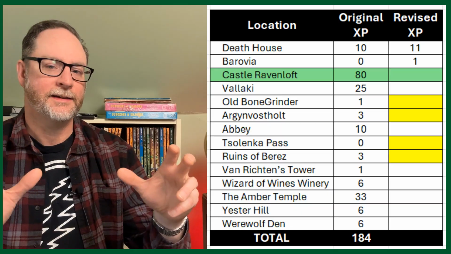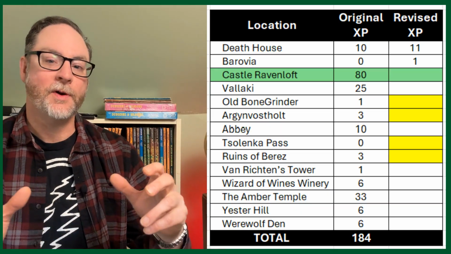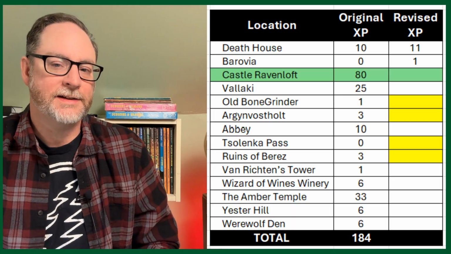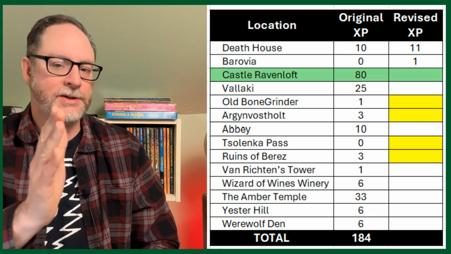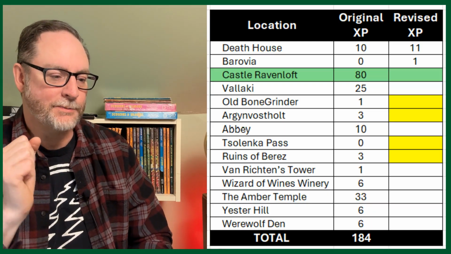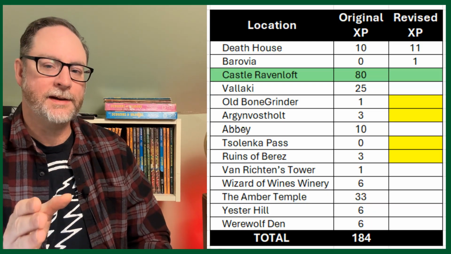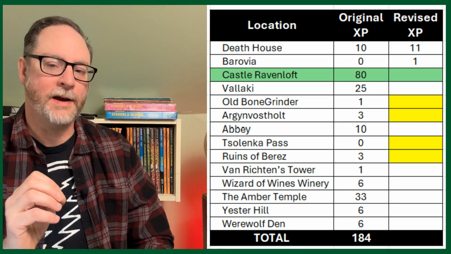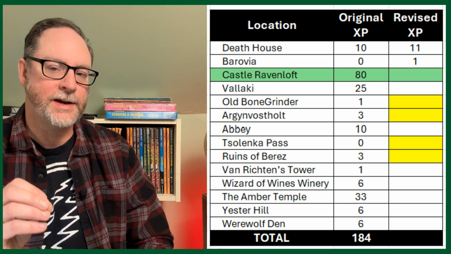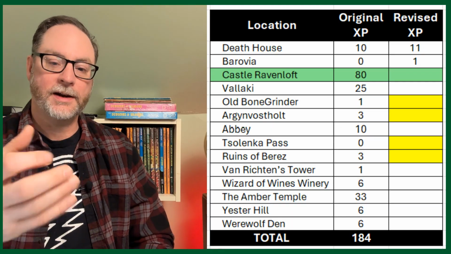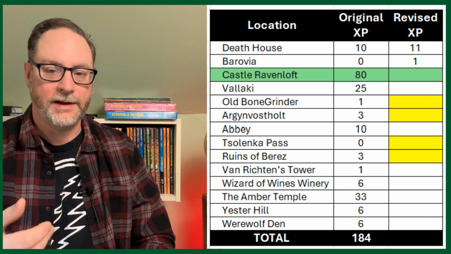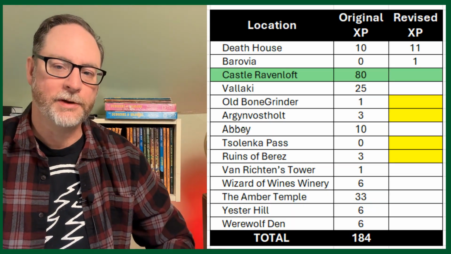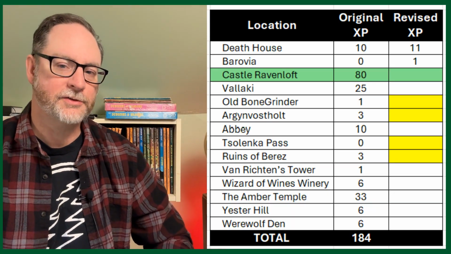The green one, Castle Ravenloft, is really interesting. You'll see 80 experience points, so almost half of the experience at all the sites is at Castle Ravenloft. And what that should be saying is that the players probably need to raid the castle multiple times before they're ready to have the final confrontation with Strahd, because they're going to need to raid it, find things like magic items and treasure, level up, and then finally be ready to go confront Strahd.